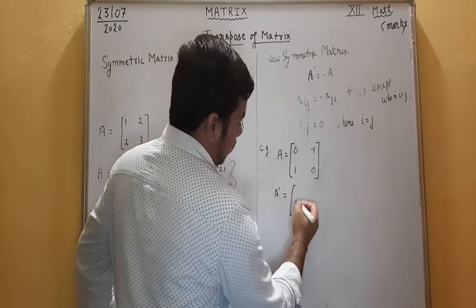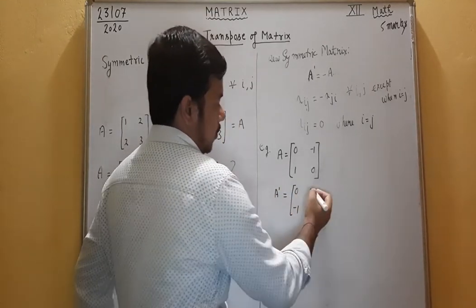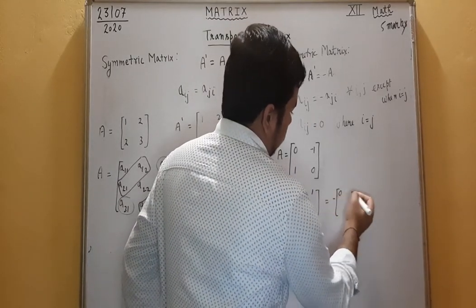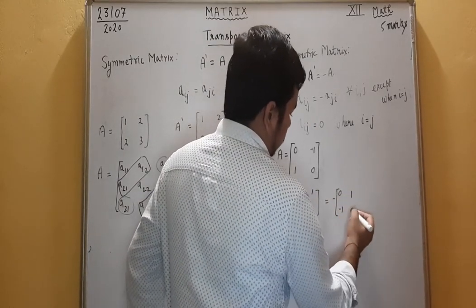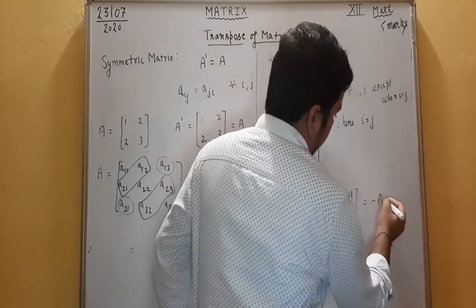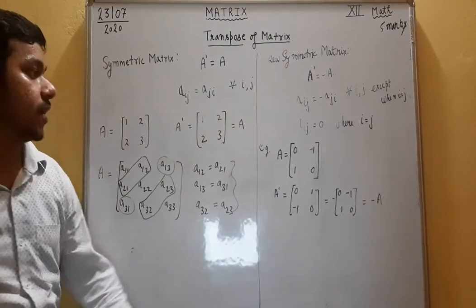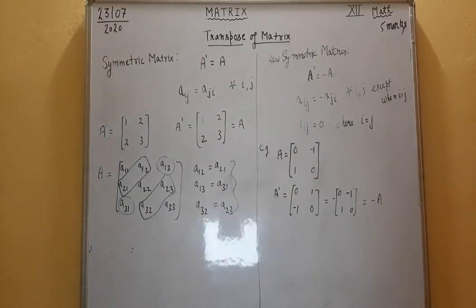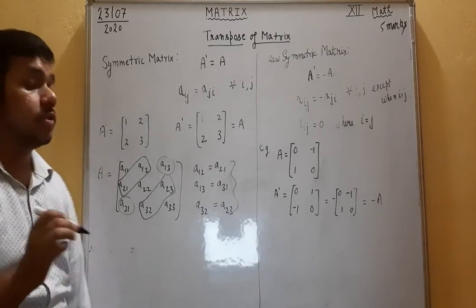First row is what? 0 minus 1. So first column becomes 0 minus 1. 1, 0. Take minus common out. 0, 1, minus 1, 0. And it is equal to what? Minus A. Means for a skew symmetric matrix, the diagonal elements must be 0. Otherwise, the matrix cannot be a skew symmetric matrix.